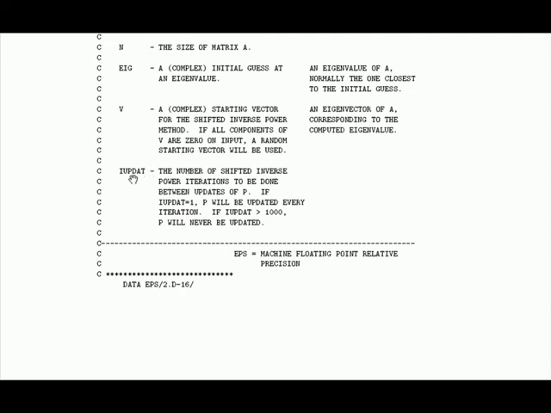Now notice there's a parameter called iUpdate. That's how often you want to update your P. If you choose iUpdate equal to 1, P will be updated every iteration. As we mentioned, that means you're not absolutely guaranteed to converge to the eigenvalue closest to that P, and you can't use the LU decomposition. On the other hand, if you choose iUpdate large, then it won't ever update it. It'll use the normal shifted inverse power iteration. If you choose it to be 5, then every 5th iteration, it will update P.